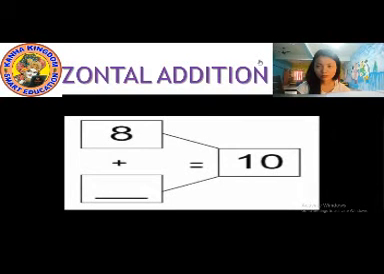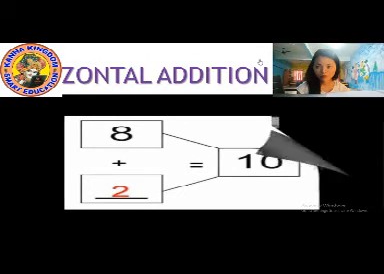Here we have a number on the left and the solution on the right. So on this problem, we need to figure out 8 plus what equals 10. Think in your head, 8 plus what equals 10? 8 plus 2 equals 10. So 2 is the answer to this problem.